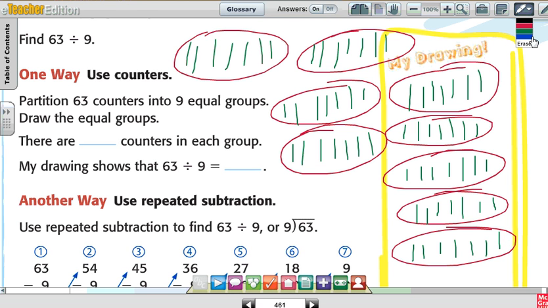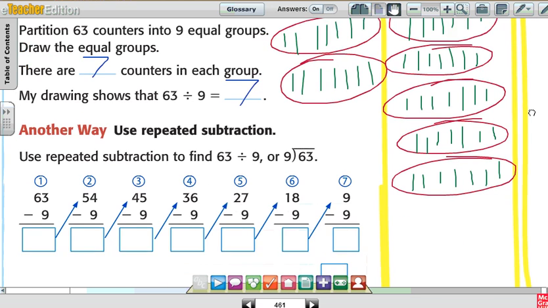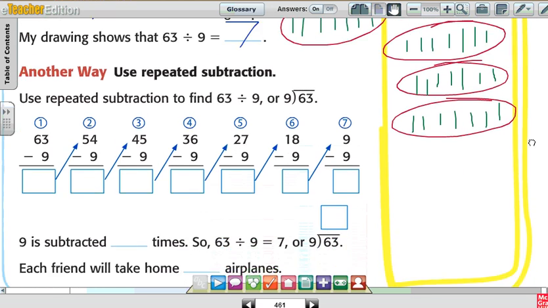Well, I need to count how many counters are in each group. 1, 2, 3, 4, 5, 6, 7. How many in each group? 7. So my drawing shows that 63 divided by 9 is going to be, what is it? 7. So that's one way to solve the problem, by using counters.